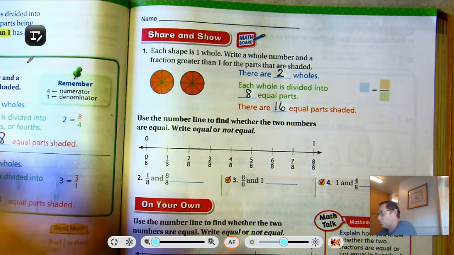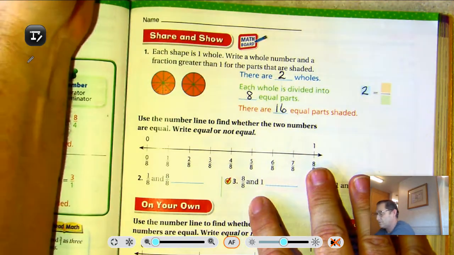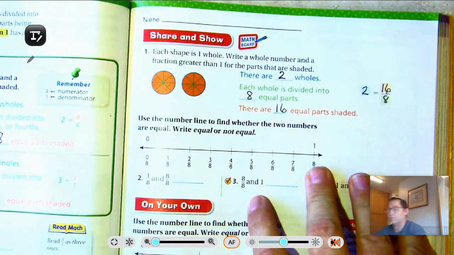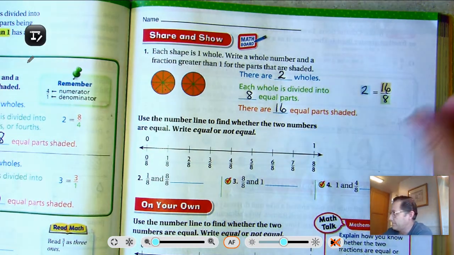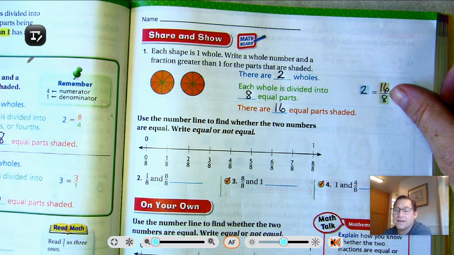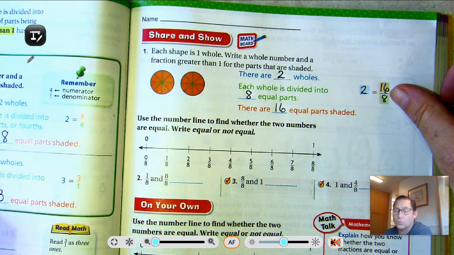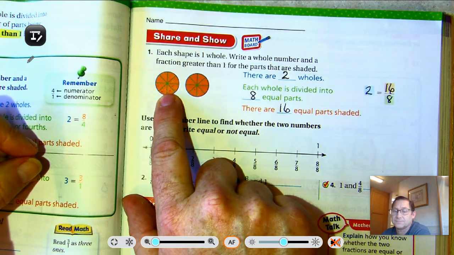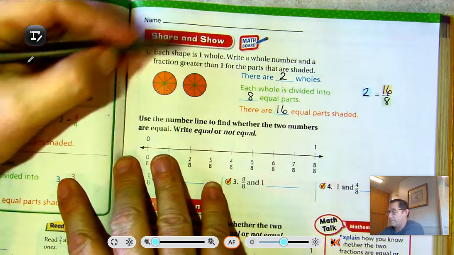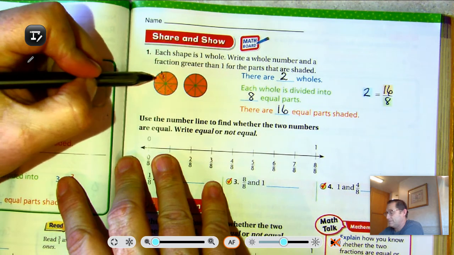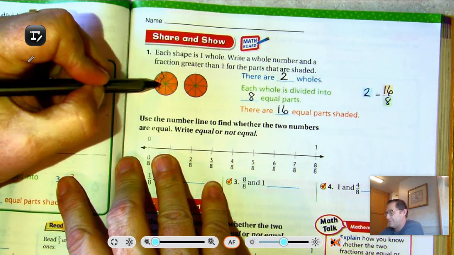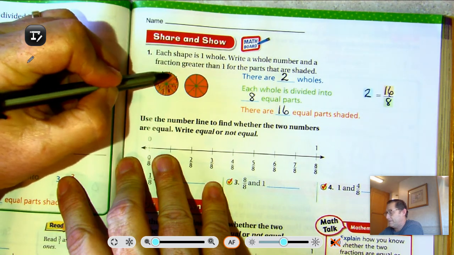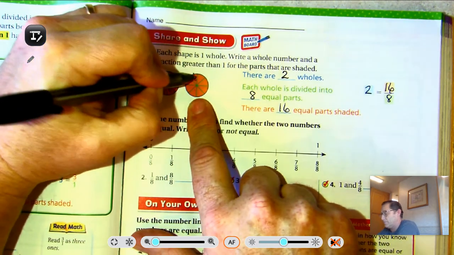So the 2 wholes equals 16 over 8. Remember, the denominator tells me how many equal parts the whole was broken into. This one has 8 sections. So if we went around and called this 1/8, all of them would be 1/8. And all the ones in this circle would be 1/8.